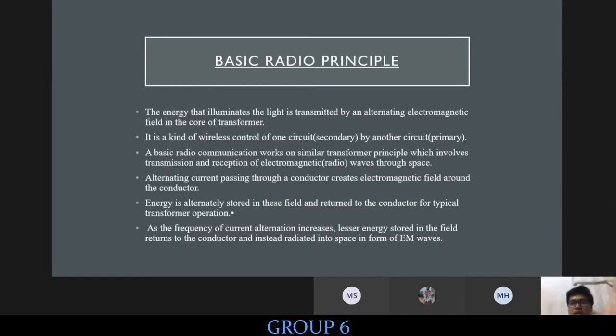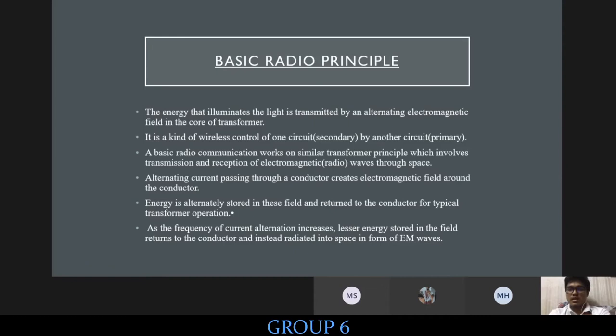Basic radio principle. The energy that illuminates the light is transmitted by an alternating electromagnetic field in the core of the transformer. It is a kind of wireless control of one circuit, the secondary, by another circuit, the primary. So basically, the secondary circuit is controlled by another circuit. So the primary is the organizer of the circuit.